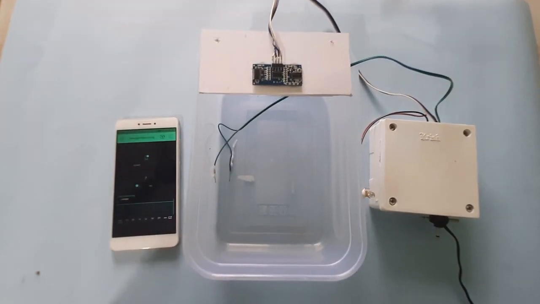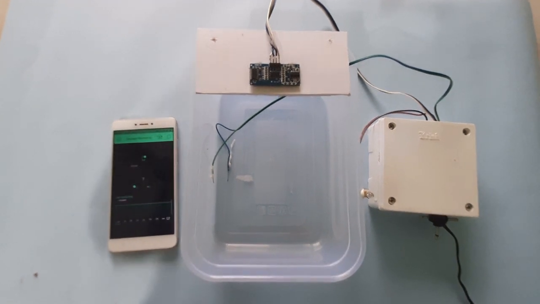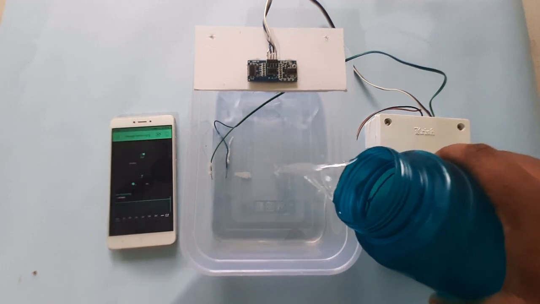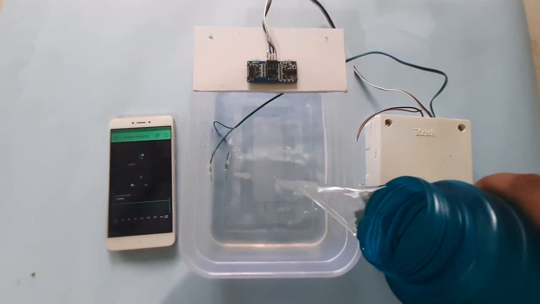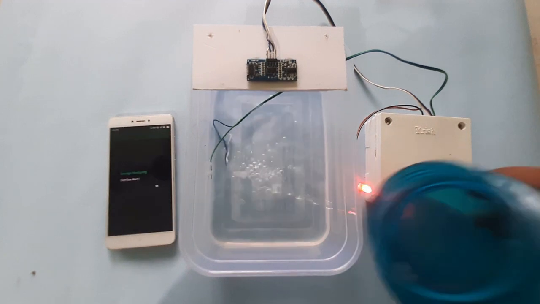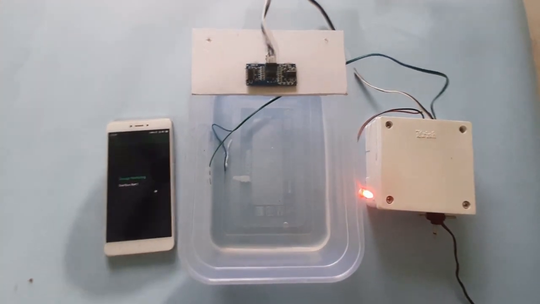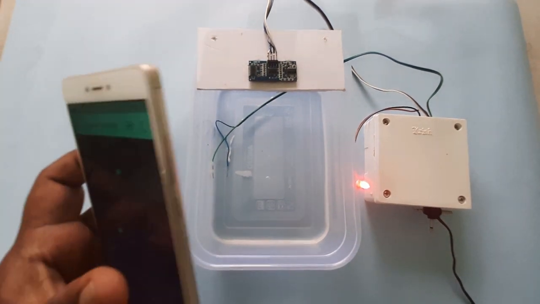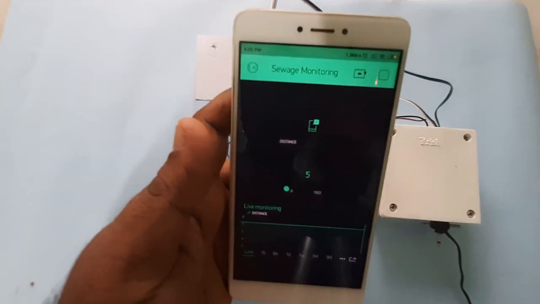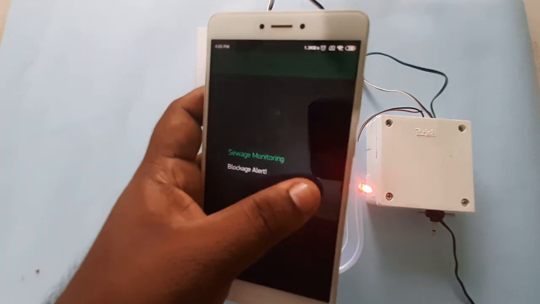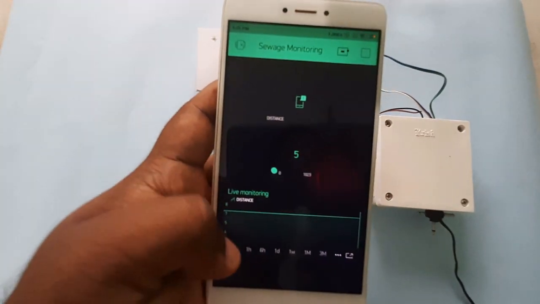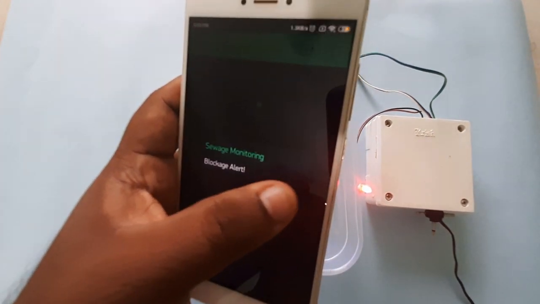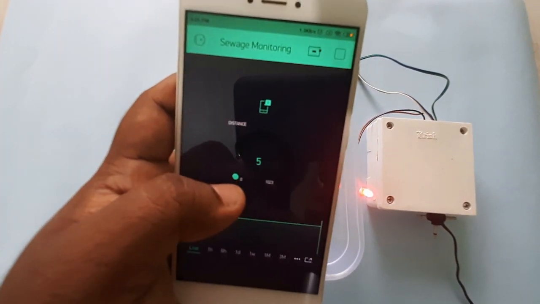Again, to monitor the water overflow, we have to give some additional water here. You can see the alert has been received, the overflow alert. The overflow alert is there, and you can monitor the real-time status of the sewage, and the distance as well.